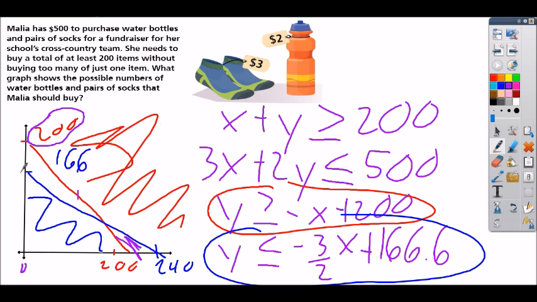Blue is my budget, so if I spend all of my budget on socks, this is the 166 water bottles or 166 socks we could buy. And if we spent nothing else but water bottles, we could buy 250 water bottles. So our sweet spot is somewhere in this region for budget and amount.